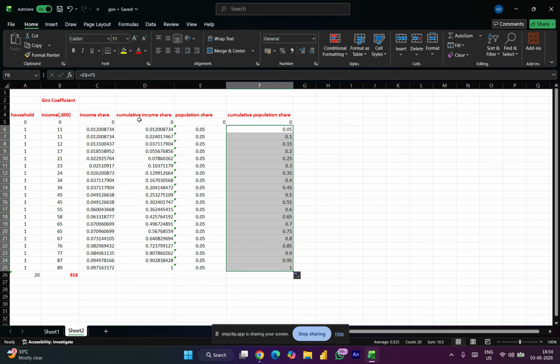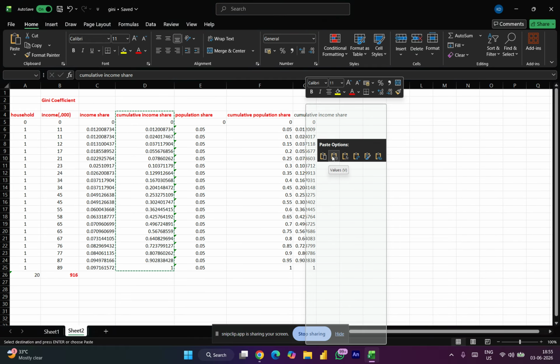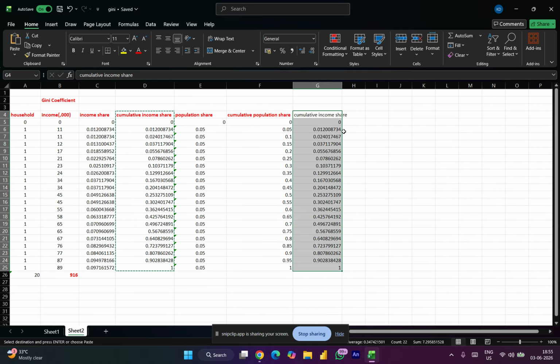So this is cumulative income share, this is cumulative population share. We can keep them side by side, copy, paste. So income share, population share. Now we are going to show it in terms of our graph.